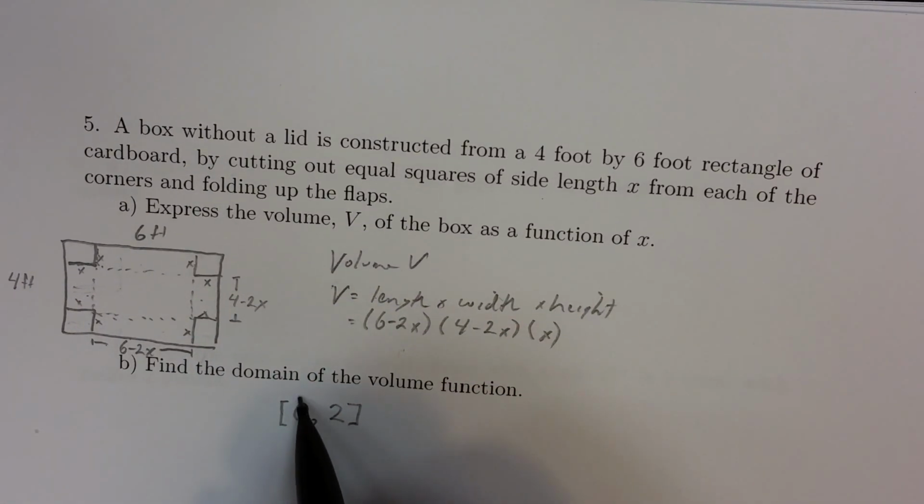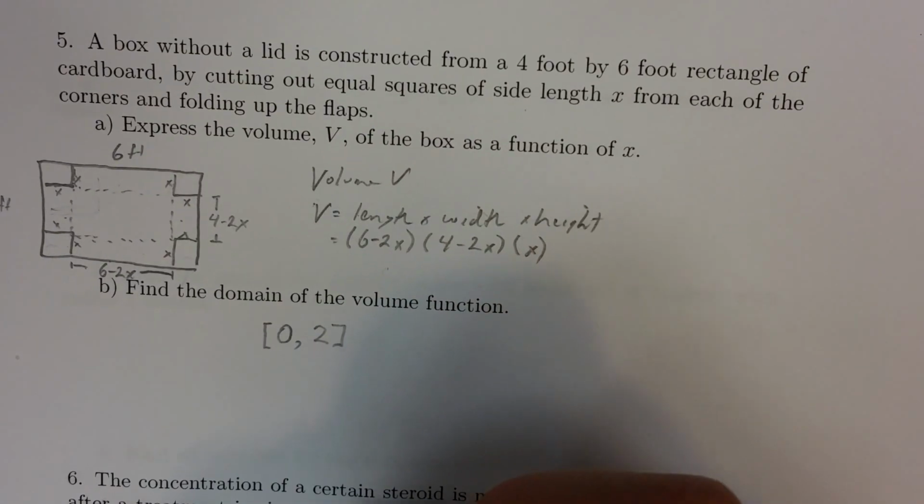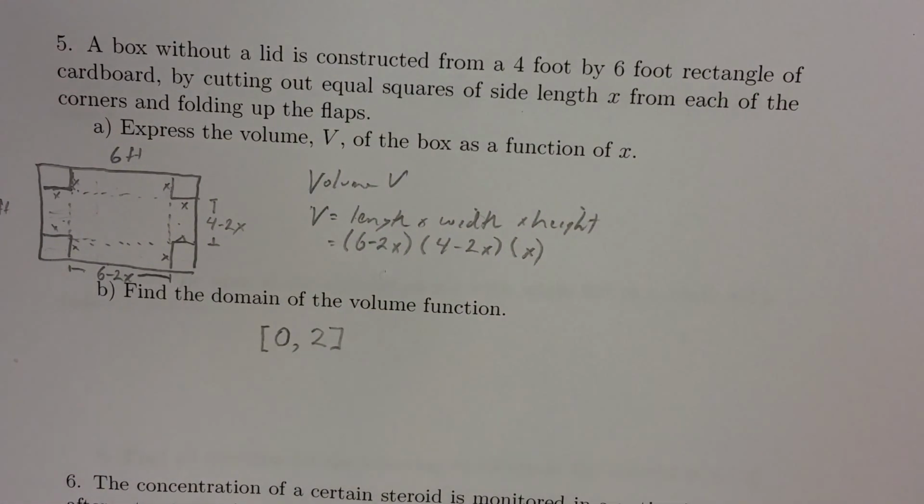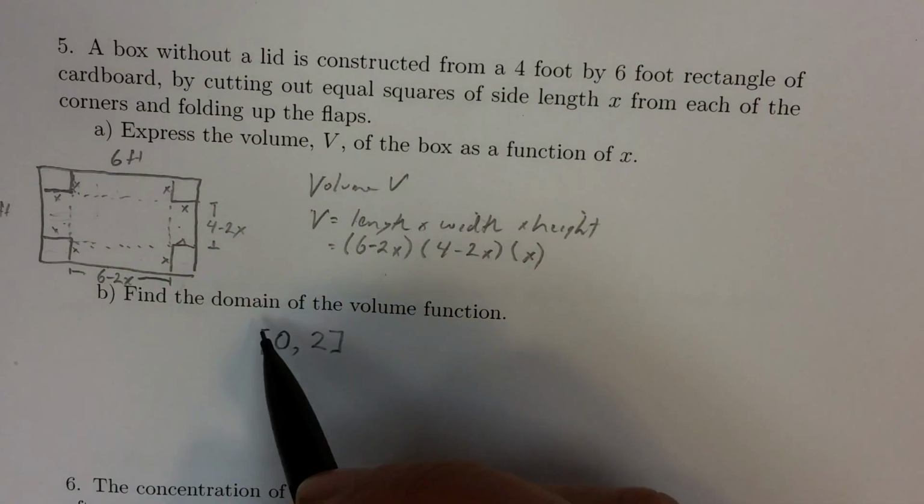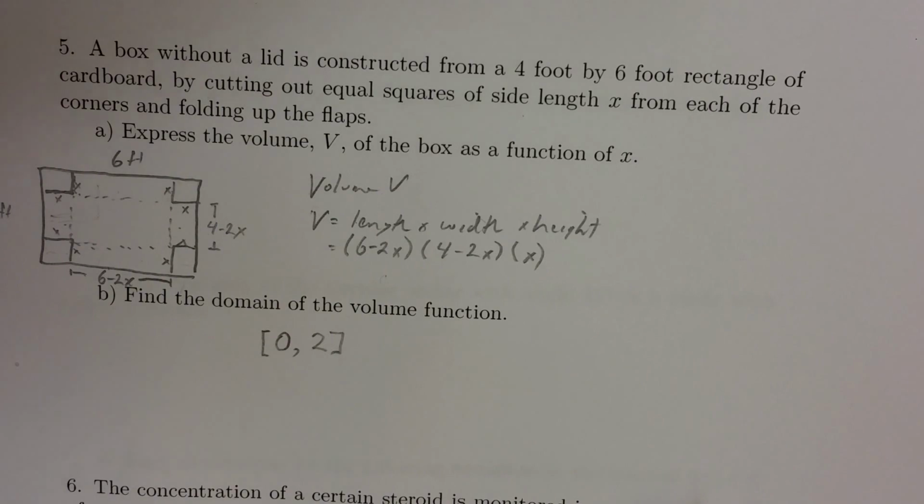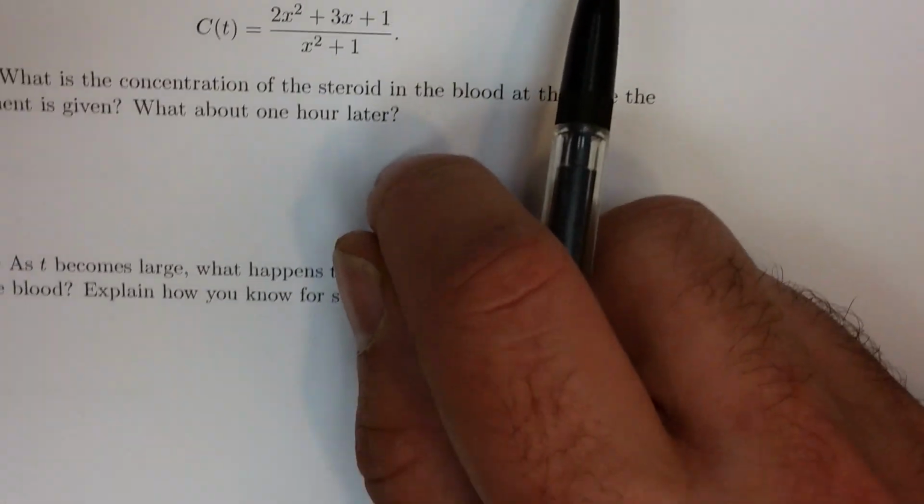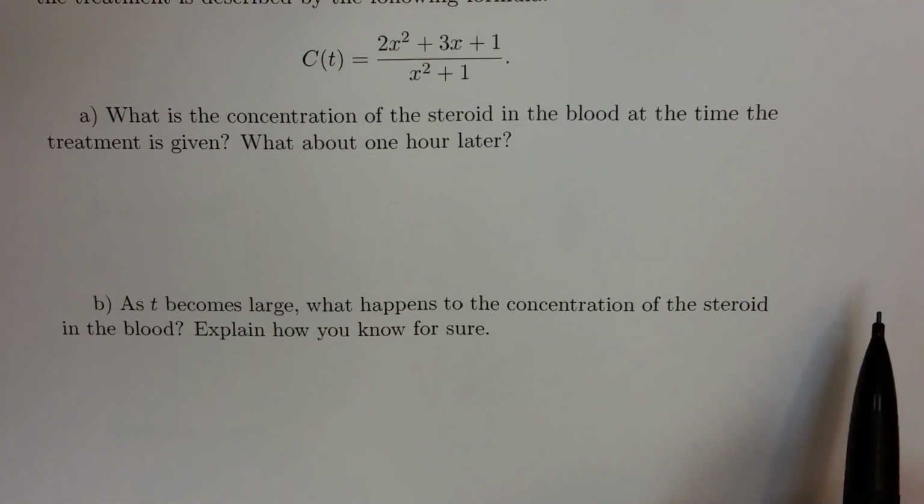Now you could make an argument that you can't really include 0 and you can't really include 2, and that would be fine. I certainly wouldn't take off points if you said it was the open interval from 0 to 2. But I'm going to include them for reasons which make a lot more sense once you've gone through your calculus class.